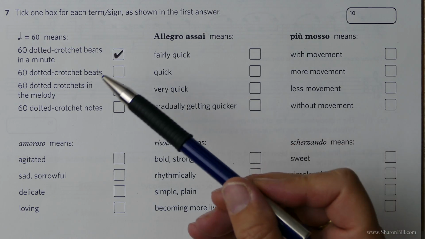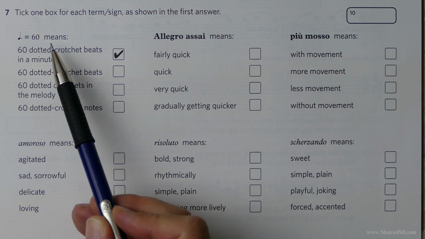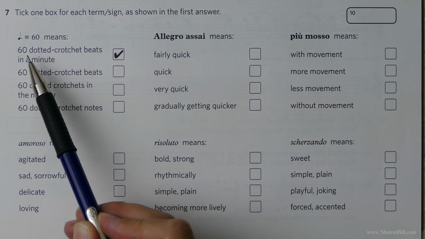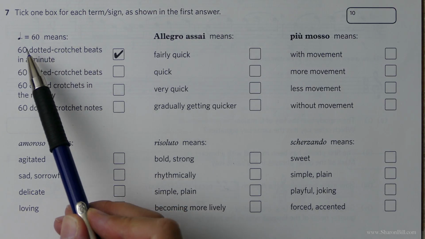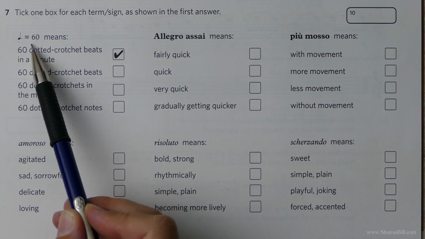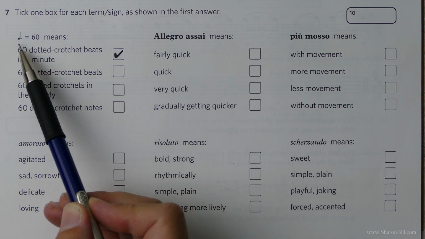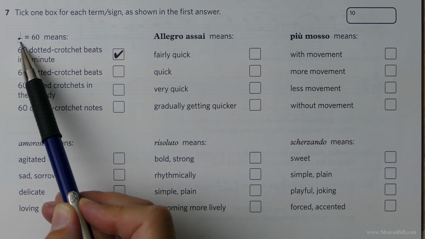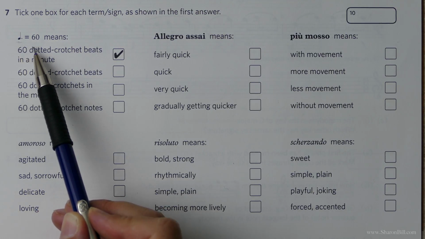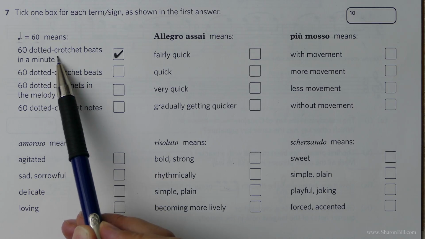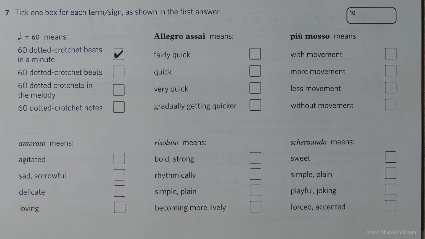So they've given us the first one. Here's the metronome mark. It's worth just taking a minute to look at this just for revision purposes. Here you've got two parts that you need to be careful to address in the answer. We've got a dotted crotchet, and it's 60 beats in a minute. So make sure it's 60 dotted crotchet beats in a minute.